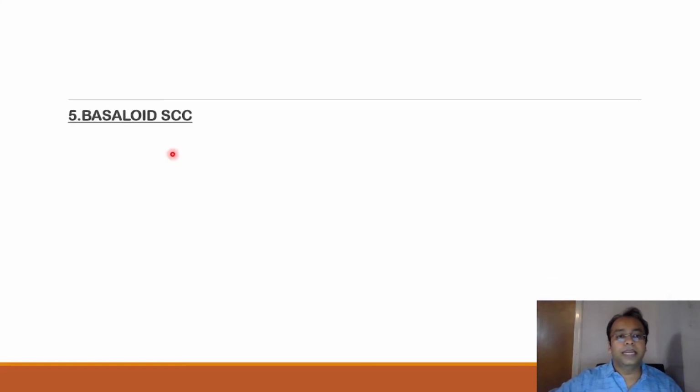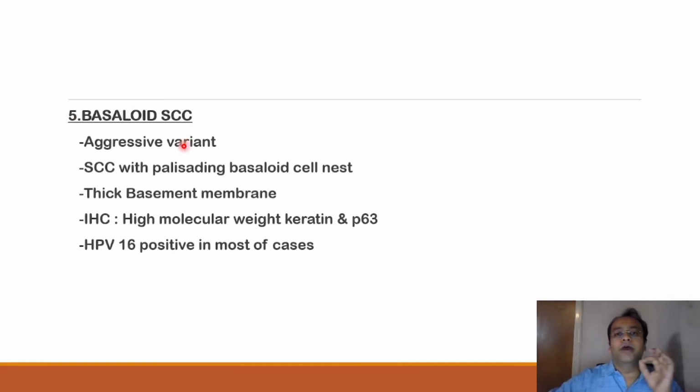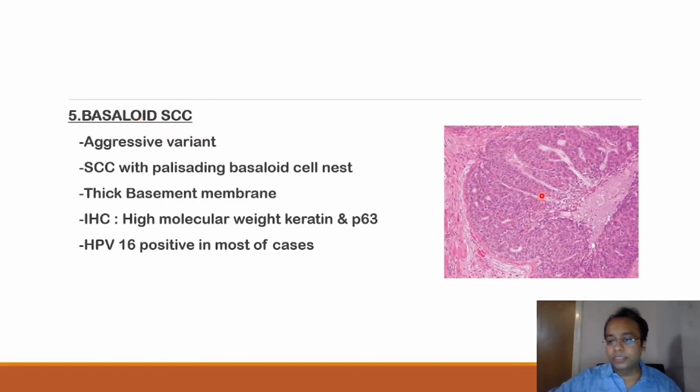All right. The fifth category is basaloid SCC. It is a very aggressive variant. The name itself suggests, here the SCC will present with palisading basaloid cells. See, in this diagram, you can see that these basaloid cells have a palisading appearance, means the nuclei are arranged parallel to each other, that is palisading, right? So the palisading arrangement of basaloid cells is present and the basement membrane is very thick. So that is the basaloid SCC, right? If you do the IHC, then high molecular weight keratin and P63 are positive. HPV16 is positive in most of the cases.